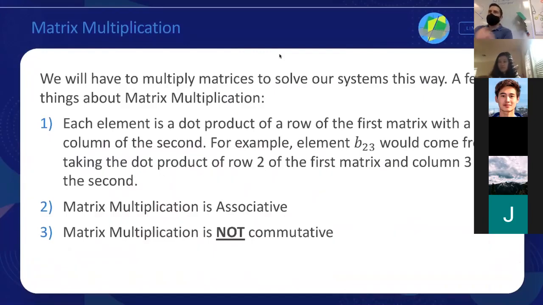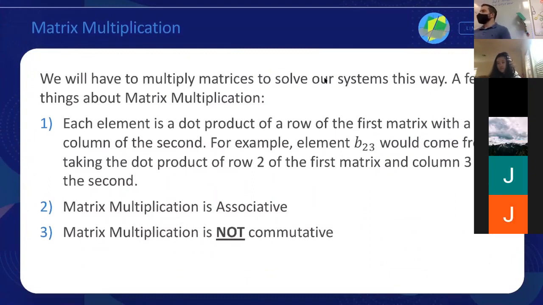So any element you look at, like element B3, would come from multiplying row 2 of the first matrix with column 3 of the second. Okay, every single element, you're just going across the first one, down the second, and multiply, multiply, multiply, multiply.